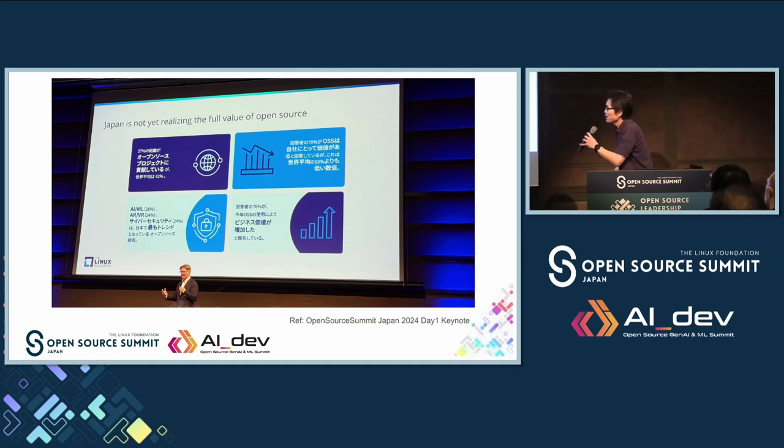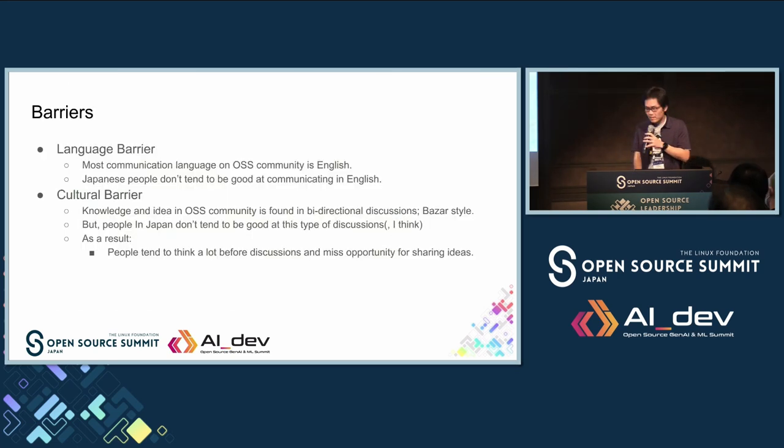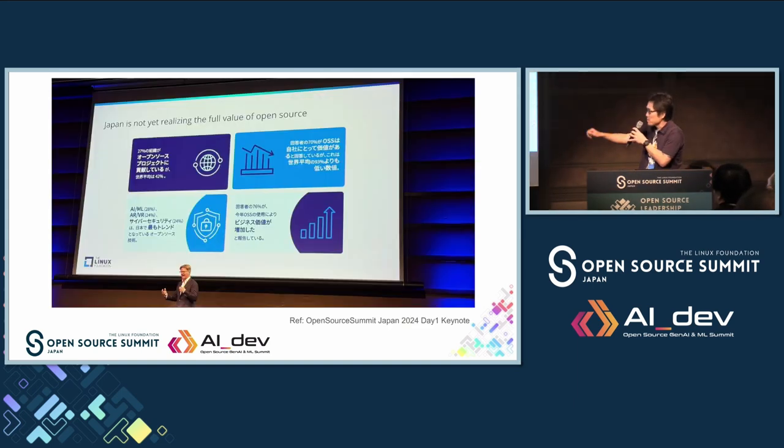On the other hand, 42% in global. Yes, organizations in Japan. Organizations in Japan is low percent. On the other hand, global companies are contributing to the OSS community. I think the previous page's barriers are one of the reasons for this low score of contributing to the OSS community.